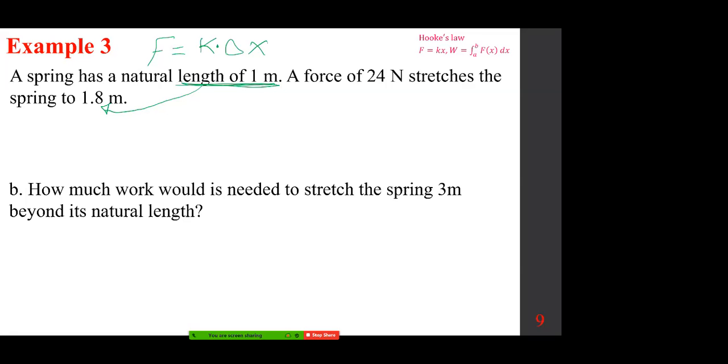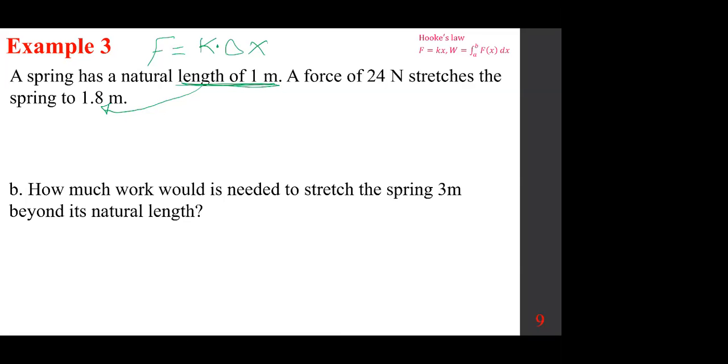Okay, we want to find the equation. Therefore, it's important to see that you have a change of 0.8, not 1.8, everybody. We are going from 1 to 1.8. I hope everybody can see what's happening.